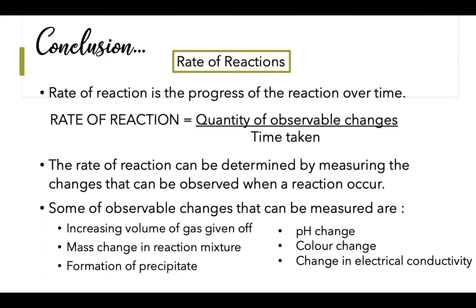Right, next is the definition of rate of reaction. It is the progress of the reaction over time, or the speed at which the reactants are converted into products. Or if you want to write it in the form of a formula, it is the quantity of observable change divided by time. So what are the observable and measurable changes? Such as increasing volume of gas, a decrease in the mass of the reaction mixture, formation of precipitate, pH change, color change, and also the change in the electrical conductivity.